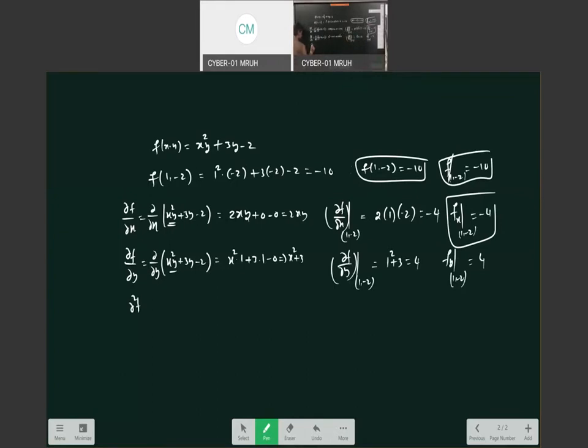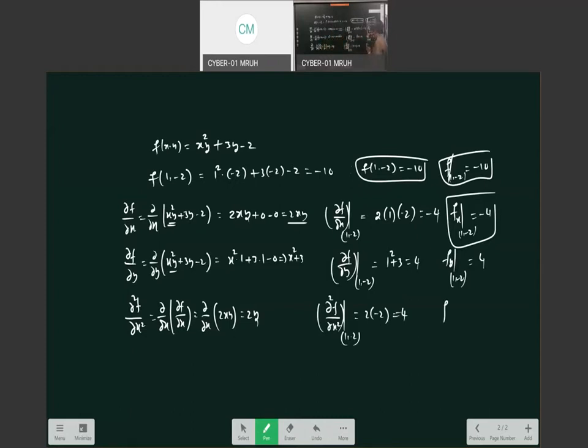Next, dou square f by dou x square, which is nothing but dou by dou x of dou f by dou x. Dou f by dou x is already here, that is 2xy. So that 2xy I am writing, and the derivative with respect to x of 2xy is 2y. Now this can be written as dou square f by dou x square at 1 comma minus 2, which is 2 into minus 2, which is minus 4. Do you agree? So in short notation, f double x at 1 comma minus 2 is minus 4. Okay, so these are all the values I'm having.